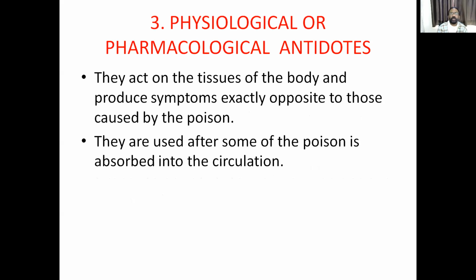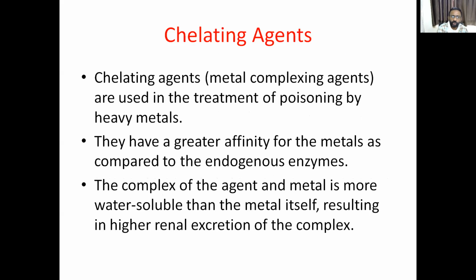Physiological or pharmacological antidotes act on the tissues of the body and produce symptoms exactly opposite to those of the poison. That means they antagonize the action of the poisonous substance. These are chelating agents. These chelating agents are metal complexing agents. That means when this substance unites with the heavy metals, they form a complex substance. This complex substance produces an ineffective or less toxic effect of the poison.